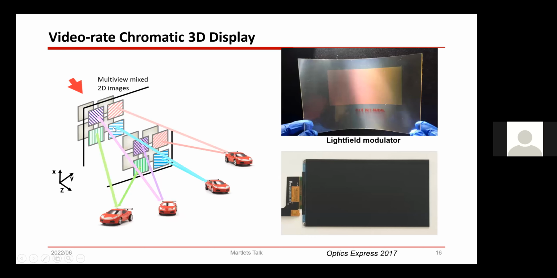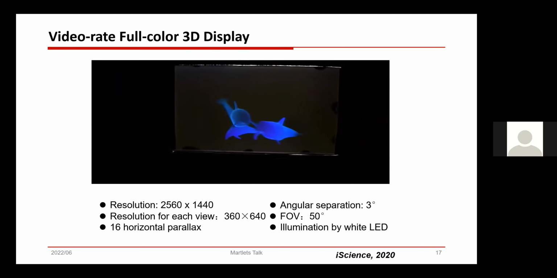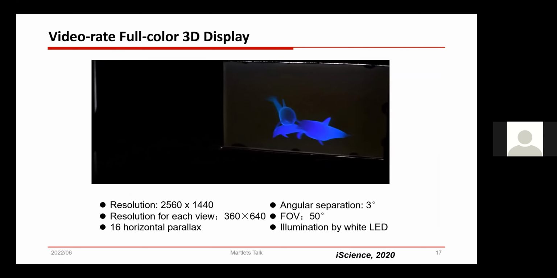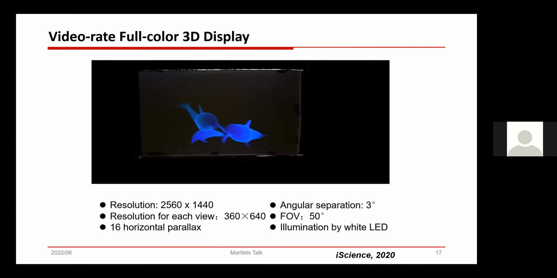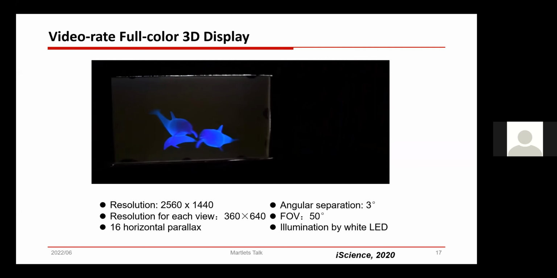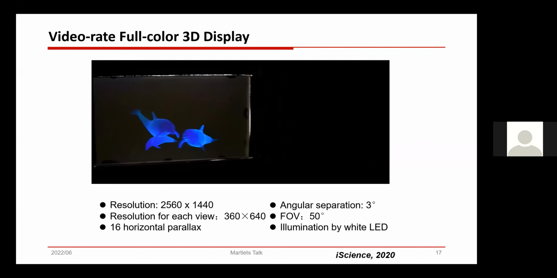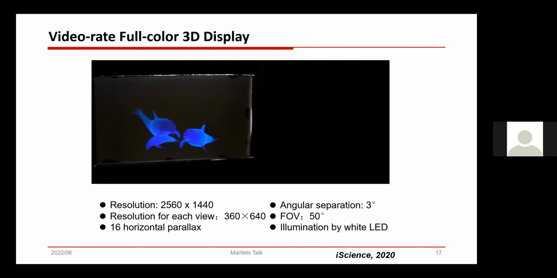So we pattern the nanogratings and we imprint the nanogratings on a PET film so that it is flexible. And the light field modulator can be incorporated with an LCD panel purchased from the market. We put the light field modulator with the LCD panel with pixel by pixel alignment. The resolution of the LCD panel is 2K and the angular resolution is 3 degrees and the viewing angle is 50 degrees. And it doesn't need to be illuminated by a laser light. We illuminate it with a white LED light, and it can present full colors to the display.